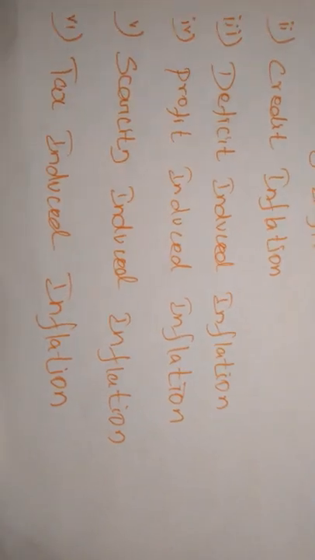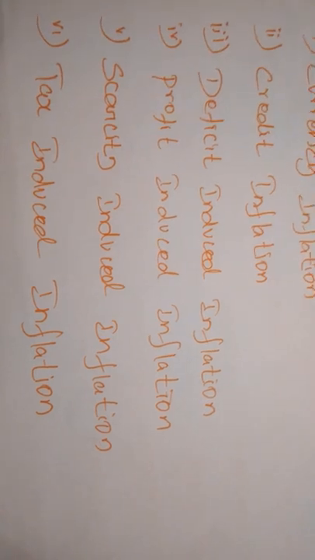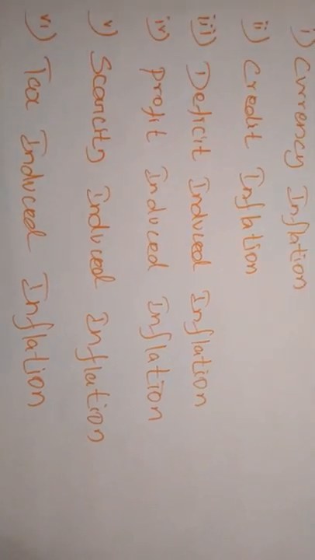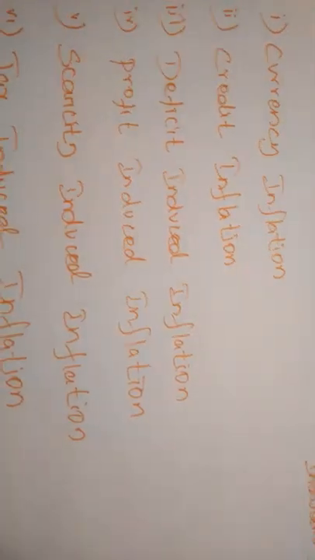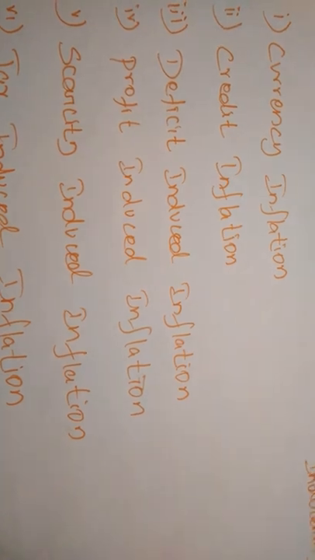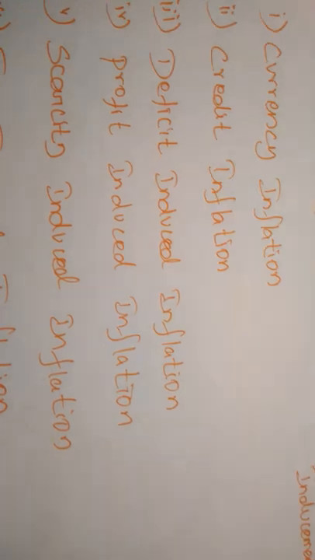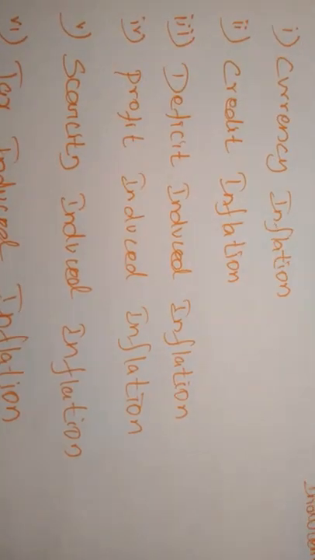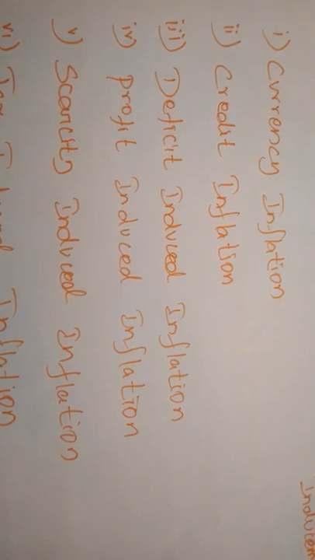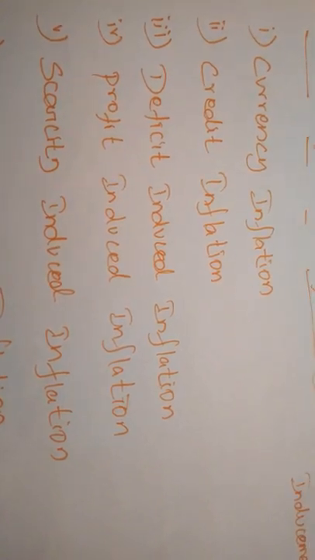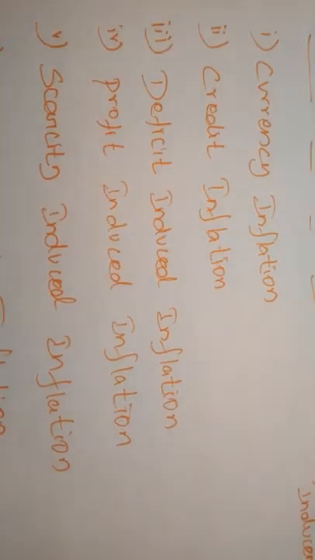Next is deficit induced inflation. Deficit induced means that whenever the government makes the budget, if they find that there is a budget deficit, they will increase the supply of money. Whenever they increase the supply of money, as I told you with currency inflation, it will increase the price level of commodities. The printing of currency will be increased by the Reserve Bank of India, and the commercial banks will also have more chance to lend money at a low rate of interest.